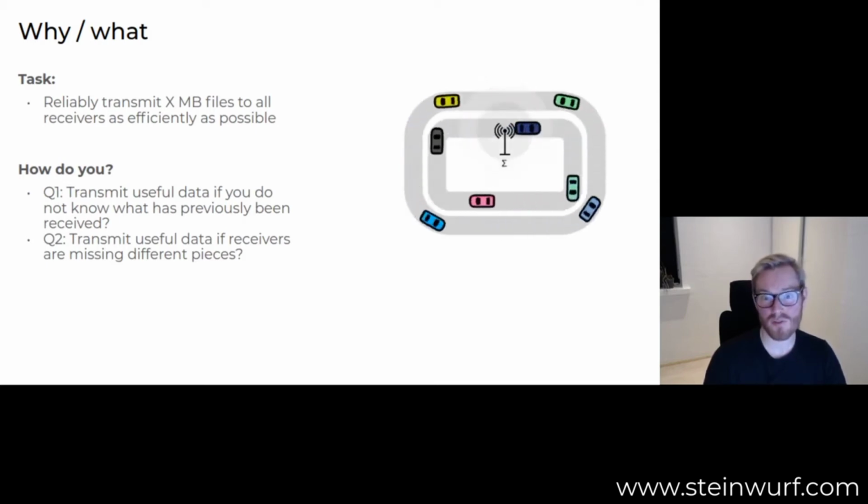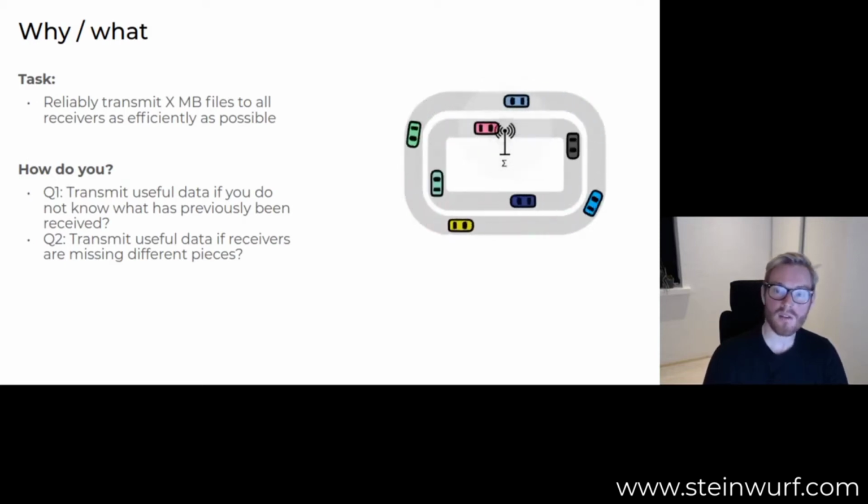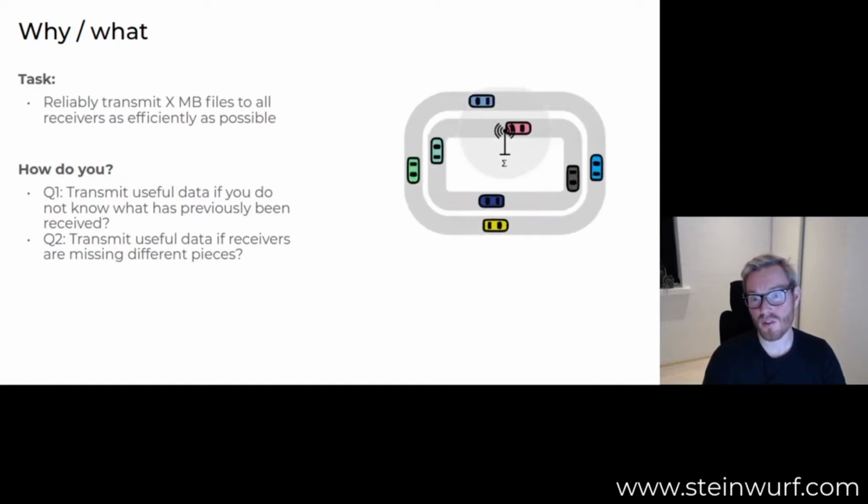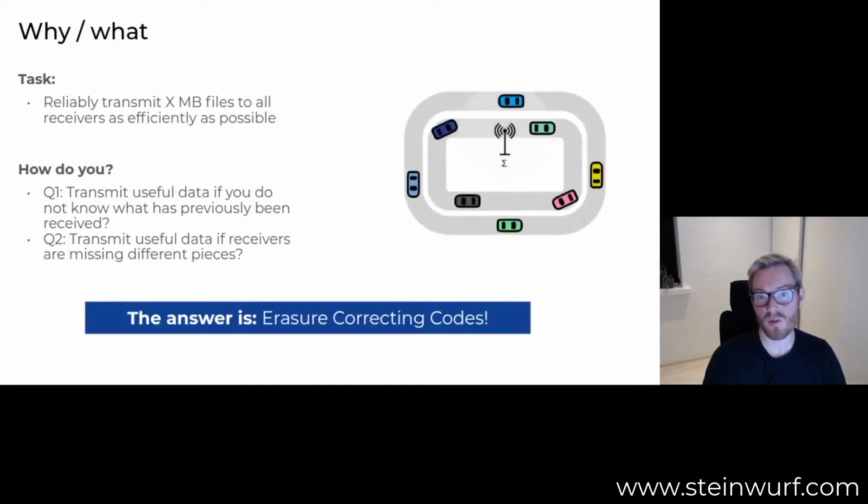And if we want to do this, there's at least two questions that we need to answer. The first one is, how can we transmit useful data if we don't know what previously has been received? And the second question is, how do we transmit useful data when multiple receivers are within range and they're missing different pieces? So if you think over how to answer these two questions with conventional technology, you will quickly discover that this is very, very difficult. But it turns out that there is actually a very simple and efficient solution to this, and that is to use an erasure correcting code.